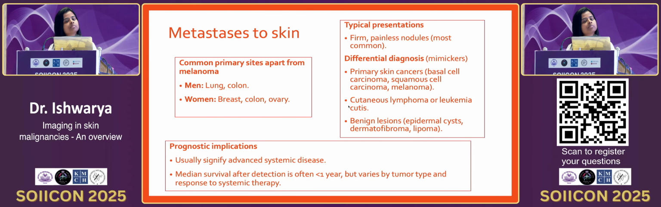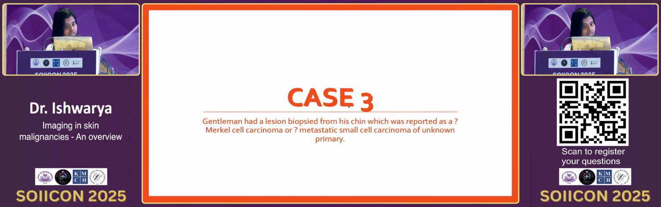And so this is an overview of metastasis to skin. The most common primary sites, we looked at the lung and the colon, and there's also breast and ovary in women. And typically they present as painless nodule, and of course the differential is a primary skin cancer and cutaneous lymphoma. Histopathology plays an important role in finding what it is. And the prognosis, it's usually an aggressive cancer, and usual prognosis is often less than 1 year, but of course it depends on what tumor type and the response to the systemic therapy as we had in the previous case.